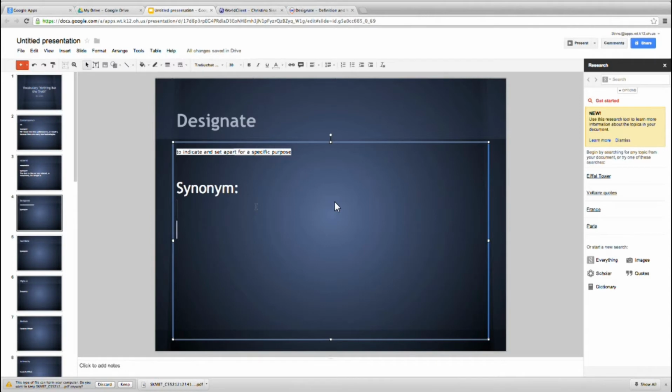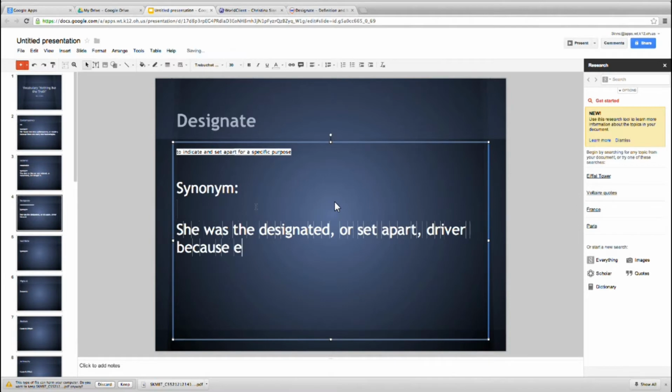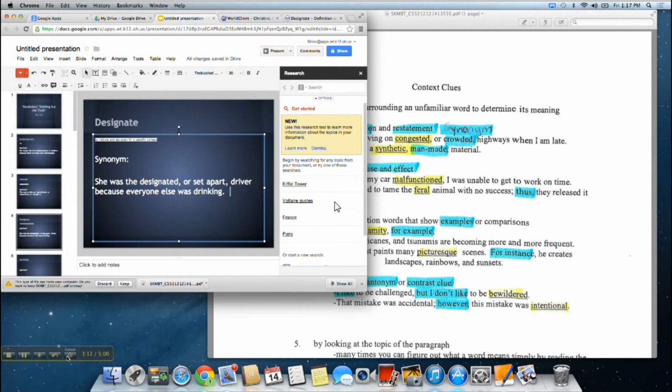So designate means we're going to set it apart for a reason. What is a good sentence we could put for designate? The designated driver. She was the designated driver because everyone else was drinking. She was sober. She was the designated driver because she was sober. Does that make sense? Are we getting synonyms a little bit better?